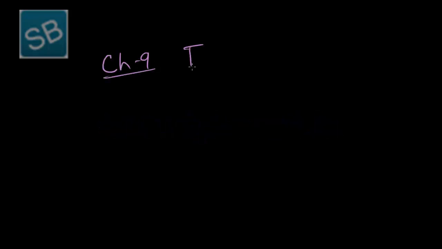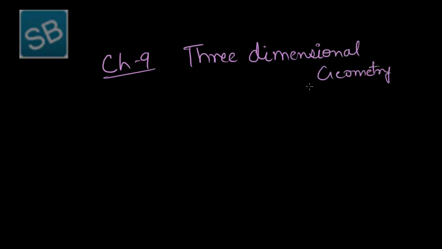Now we are going to start chapter 9, that is three-dimensional geometry. Before discussing three-dimensional geometry, that is R-cube, it consists of three planes, three axes that are perpendicular to each other. Before discussing these, we will discuss the basics of vectors.